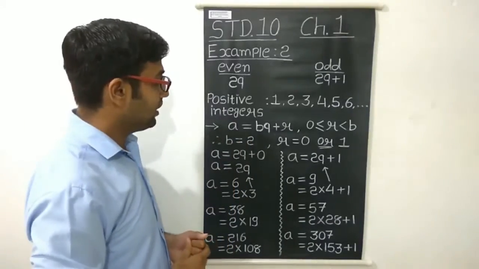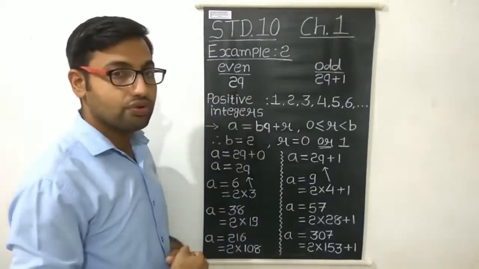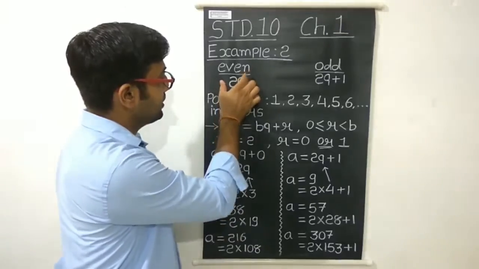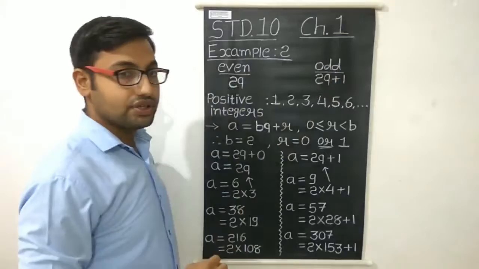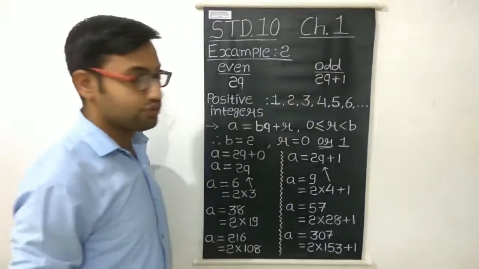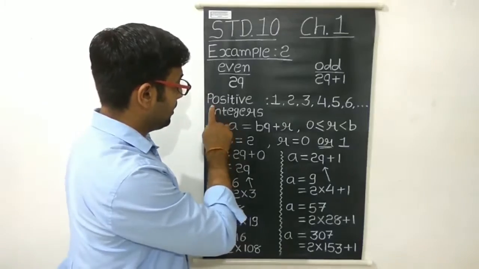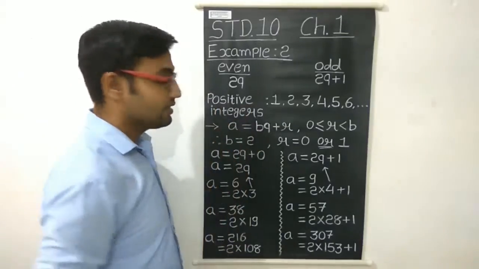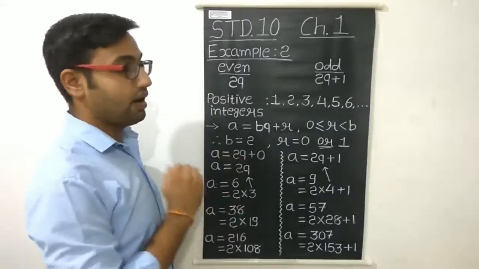So what is the value of b? We can take b as 2. Why 2? Because we have to show that even positive integers are in the form of 2q and odd integers are in the form of 2q plus 1. So let's take a as a positive integer and the value of b equal to 2. Then what will be the value of r?